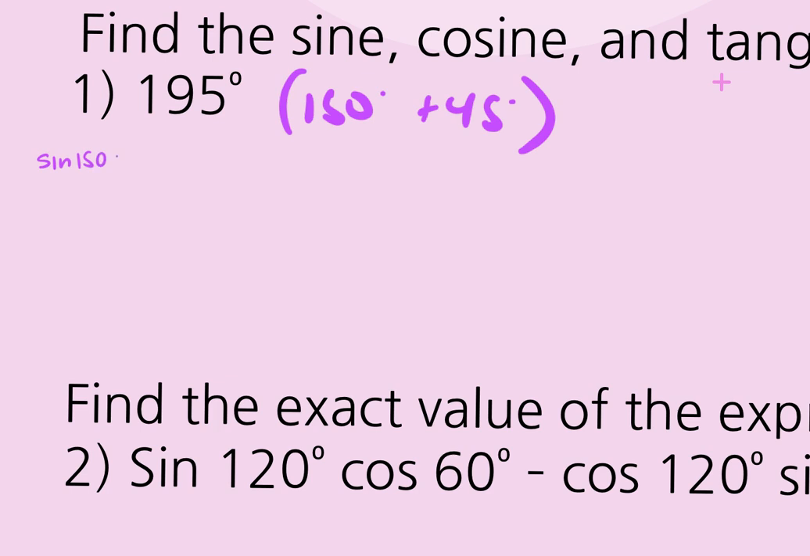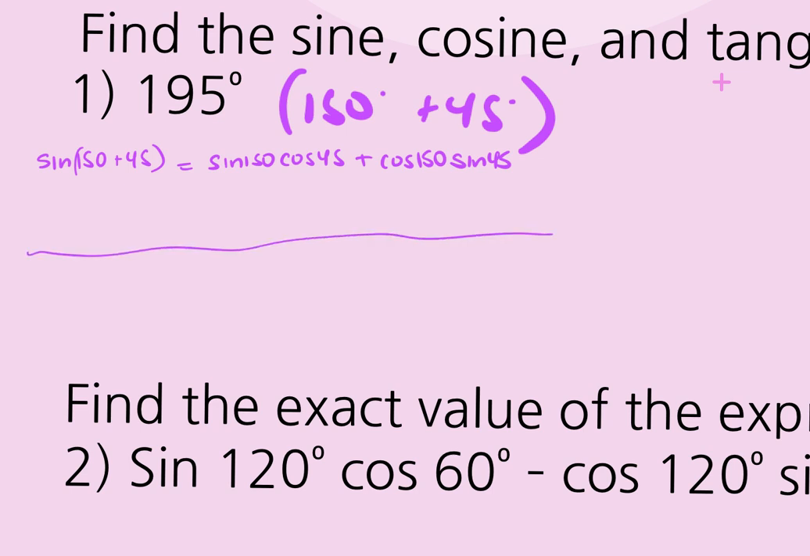So now I'm going to find the sine of 150 plus 45. And that is sine, cosine, cosine, sine. Keep the sine. So sine 150, cosine 45, plus cosine 150, sine 45. Now on your test, it's only going to ask you for one of the 3. It's not going to ask you for all 3. But we're going to do all 3 because you could get any of them.